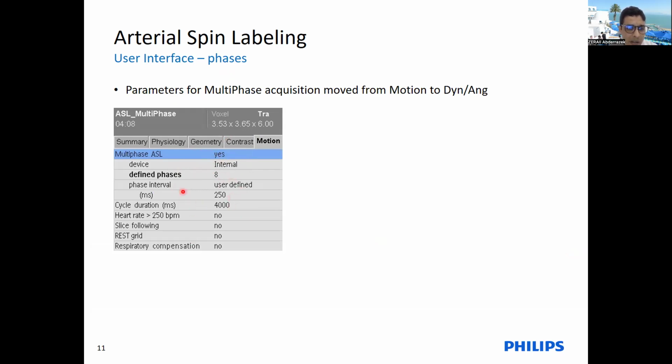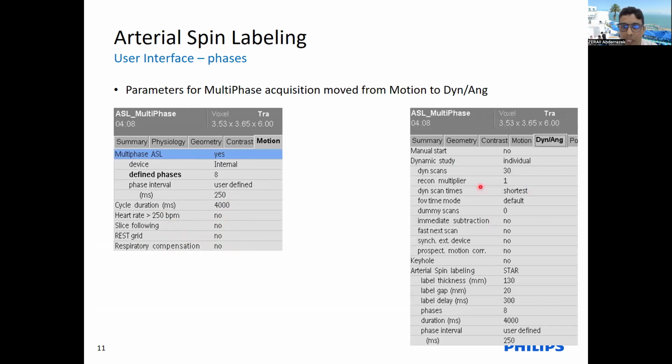The phase interval or the delay is 2050 milliseconds, and the cycle duration, maybe we can go through 4,000 milliseconds. For the heartbeat, just make sure it's not realistic. Maybe you can put it now also for the slice following, and we can't use rest slab. There is no need to use respiratory compensation by the PPU or the ECG.